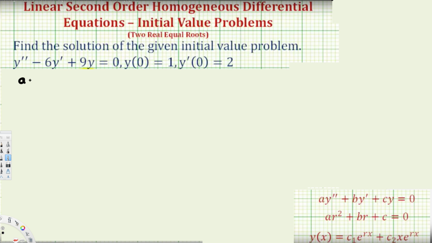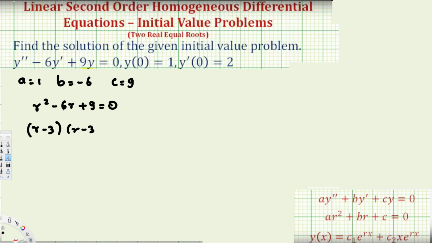Here our a value is equal to 1, b value is equal to -6, and c value is equal to 9. Now let's put them in the characteristic equation. This is going to be r squared minus 6r plus 9, that's going to be equal to 0. Now you can see this is a perfect square trinomial. You can factor this one like (r minus 3)(r minus 3). If you multiply this, you will get this one back.